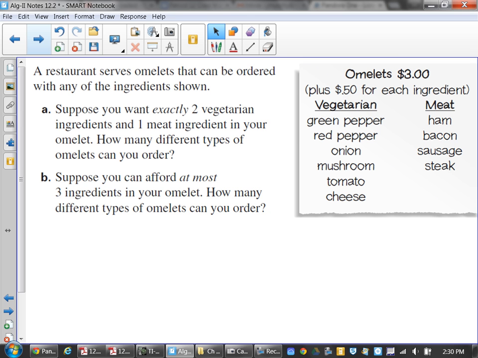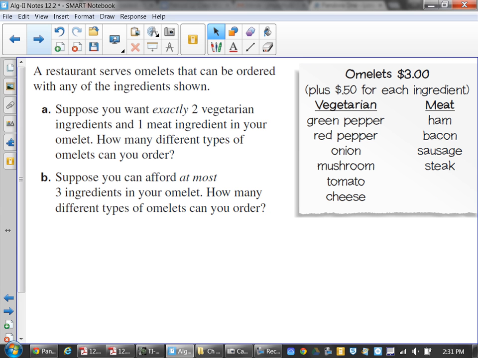A restaurant serves omelets that can be ordered with any of the ingredients shown. Part A. Suppose you want exactly 2 vegetarian ingredients and 1 meat ingredient in your omelet. How many, it's italicized, yes, good observation. How many possible ways can you pick your omelet? Now, notice you're picking 2 vegetables and 1 meat. They're inclusive of one another because you want to have all 3 of them at the same time. You're trying to find the combination of having 2 of the vegetables as well as one of the meat.